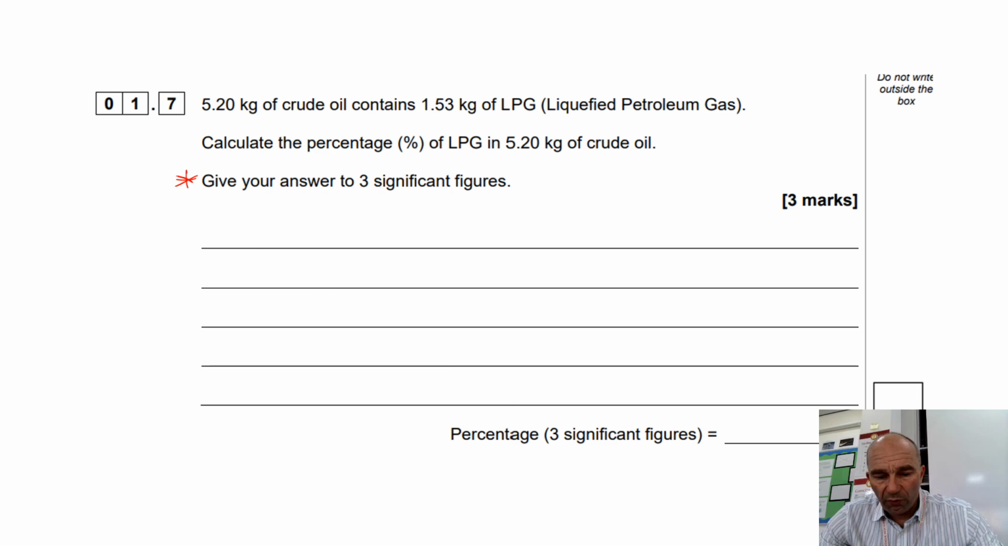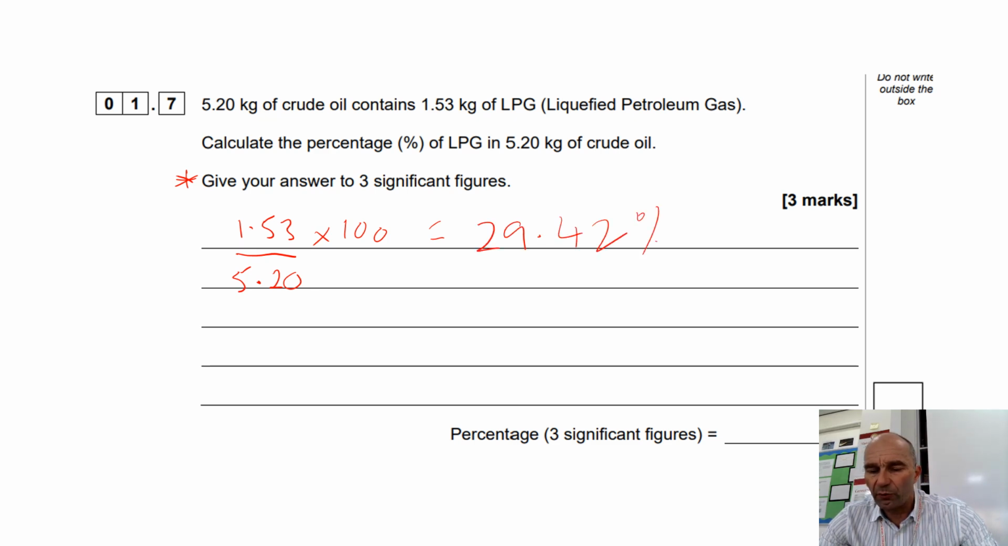So 1.53 kilograms of our crude oil is LPG, so that needs to go at the top of the fraction, and it's as a percentage of those 5.2 kilograms of crude oil. So that's our fraction. We multiply by 100, and that will give us a percentage. Now that, when you put it in your calculator, is 29.42%. We need to go back and check. We've got to give our answer to 3 significant figures. So if we look at the first 3 figures, we've got 29.4. The fourth figure is less than 5, therefore we round down.